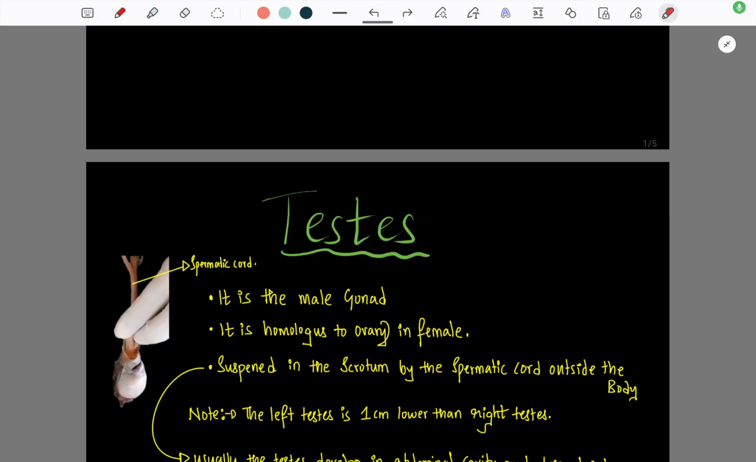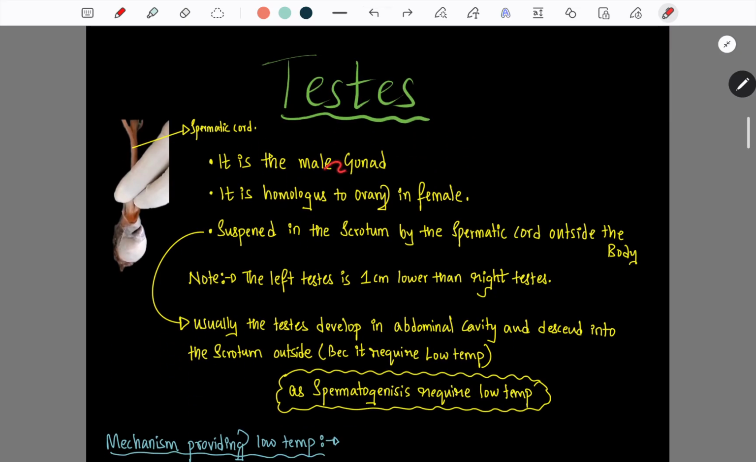Friends, today I'm going to explain the abdomen topic. Testis is important. It is the male gonad, the basic thing, and homologous to the ovary in females.